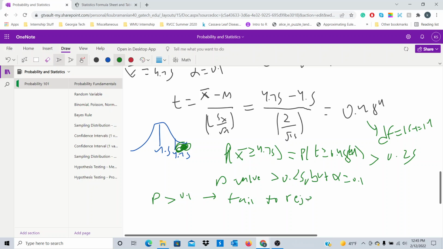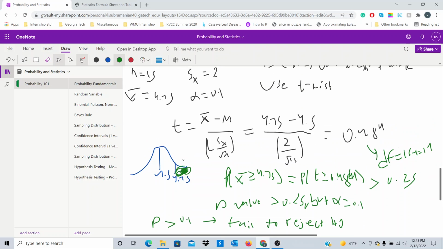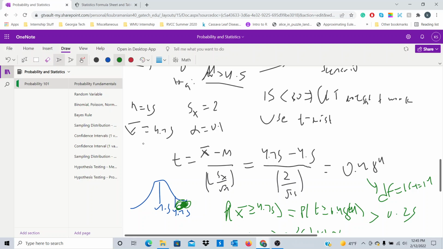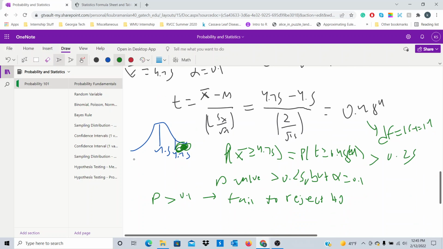So what does it mean to fail to reject H naught? Well, what this means is that the sample mean of 4.75, in the context of a world where the true mean is 4.5, is not very surprising. So this is not a very surprising observation, in that the difference between 4.75 and 4.5 is not a very statistically significant difference. It's just that my p-value is too high. We want our p-value to be small.